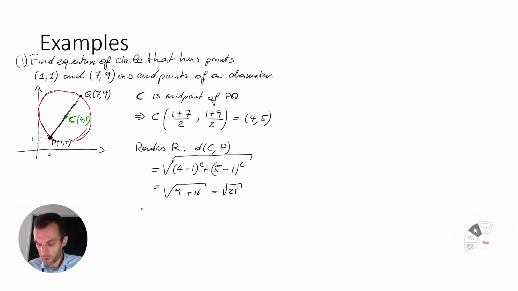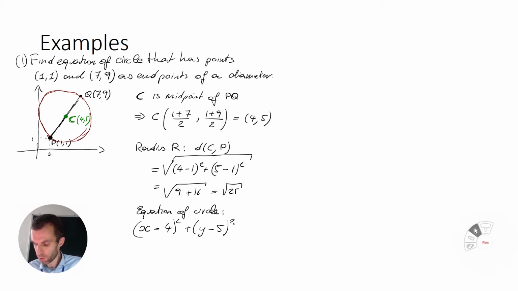So from both of these put together, we get that the equation of the circle becomes x minus the x coordinate squared plus y minus the y coordinate of the center squared equal to the radius squared. So that's 25. Now you can work this out a little bit, but I will not do so. I'll just leave it in this form.